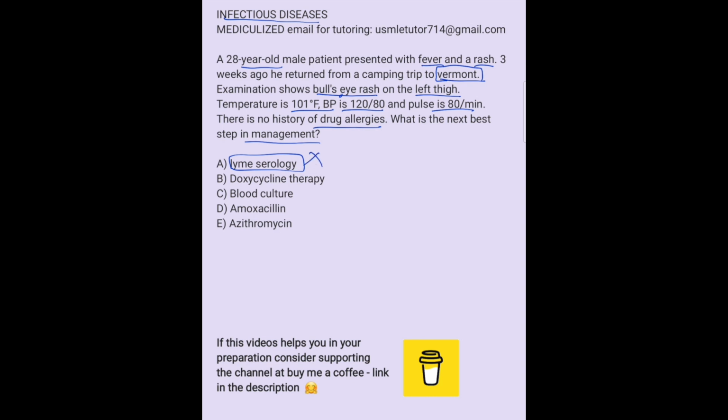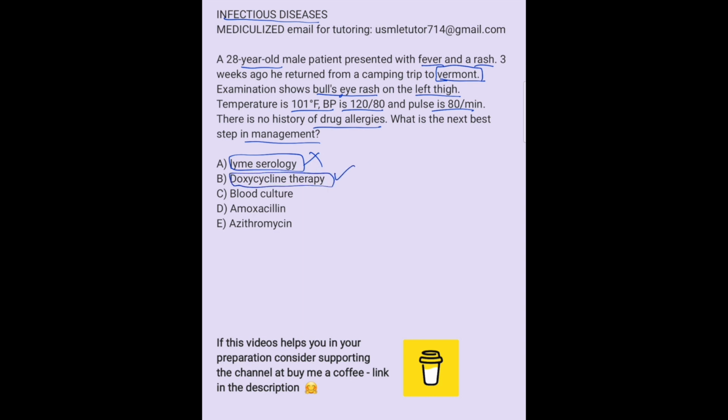From the scenario, you can see that it is Lyme disease, so we don't need to do Lyme serology. Let's say they did not mention anything about the bullseye rash, and they mentioned other features of Lyme disease, like maybe facial palsy or arthralgias, then we can go with Lyme serology so that we can confirm the diagnosis. But here the diagnosis is already confirmed from examination. They give you the classic rash, and the patient came from a Lyme endemic region. So then we have the doxycycline therapy. So this would be the answer here.